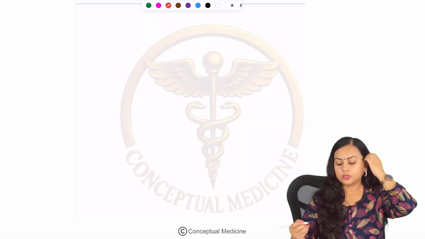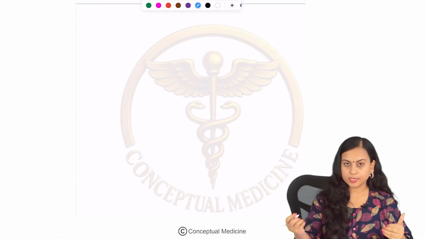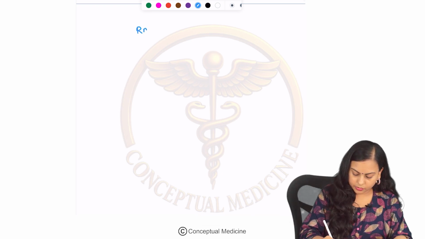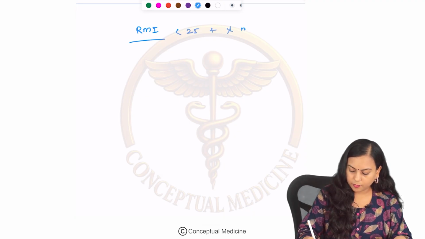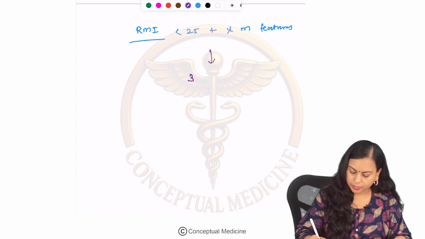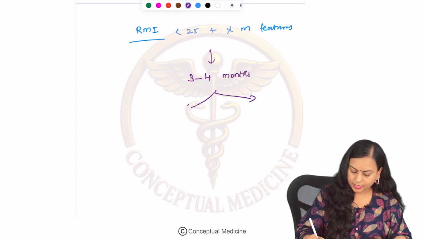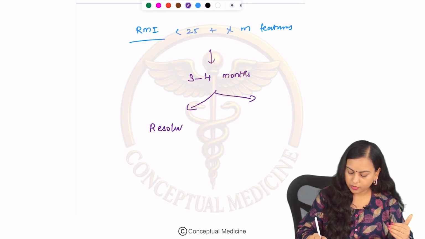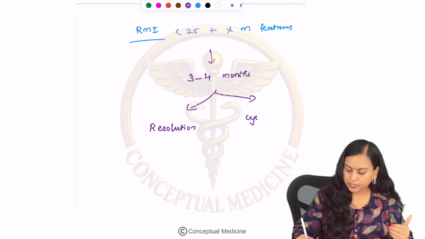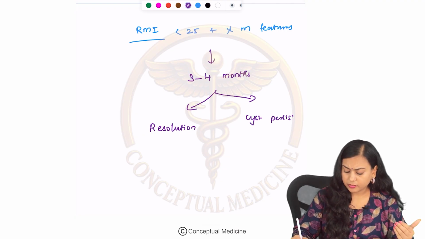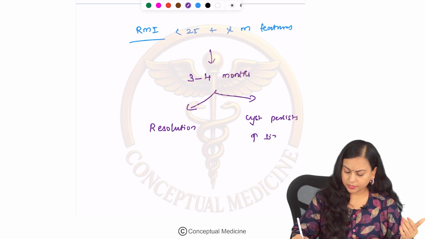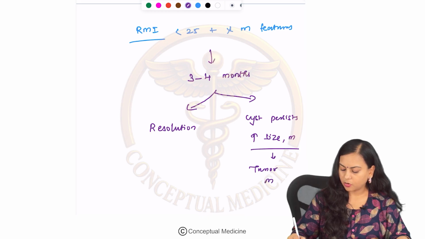So now coming back to the management of ovarian cyst in a postmenopausal female, if the risk of malignancy index is less than 25 and there are no malignant features, there are no M features, what you will do is follow up her for 3 to 4 months, and after that either thing can happen. It will go for either resolution, or if the cyst persists or increases, or there is any M features, then you will offer her tumor markers and proceed accordingly.